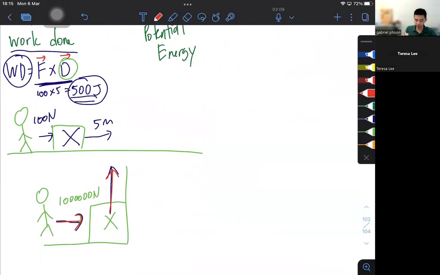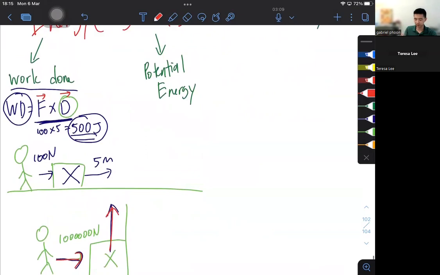So from here, first thing you need to understand is that work done is force multiplied by distance. The distance and force must be parallel to each other. And it obviously is measured in joules as well. Okay, so this is the first thing you need to know.